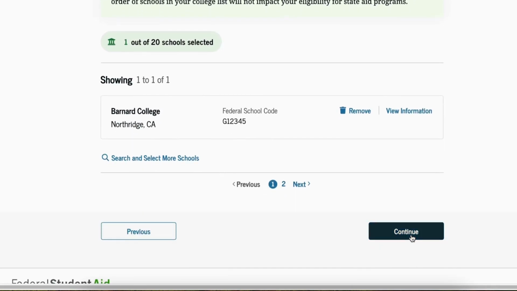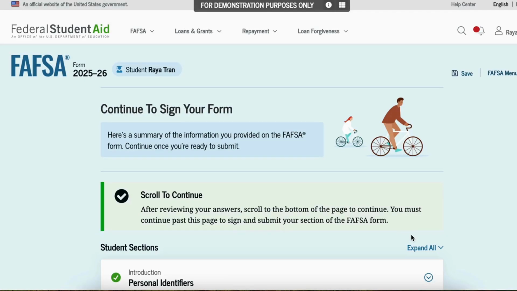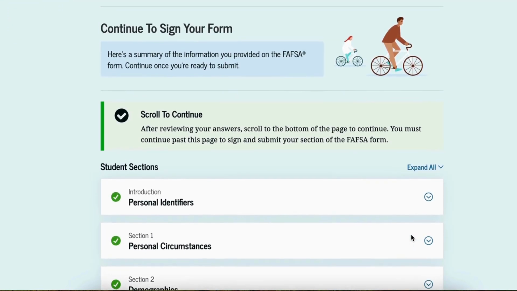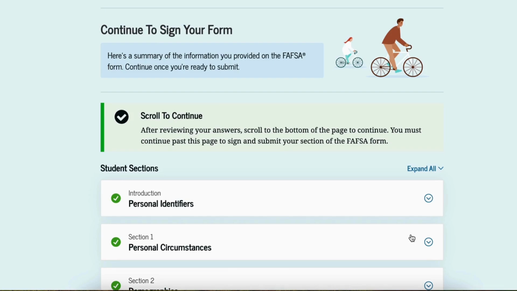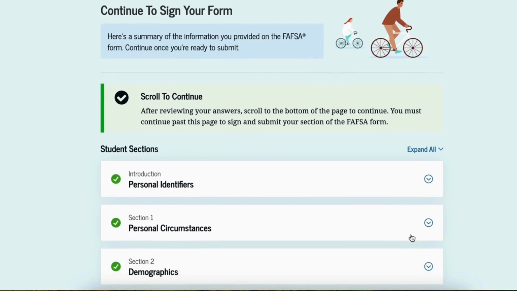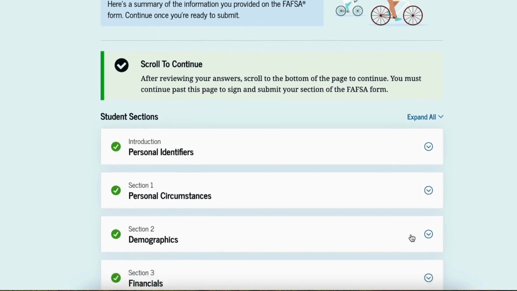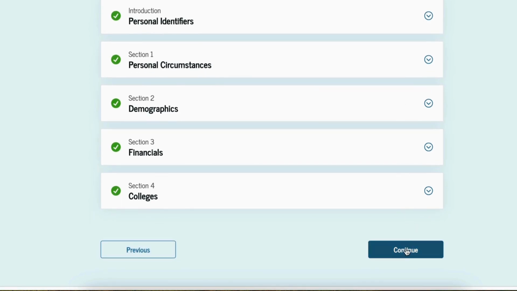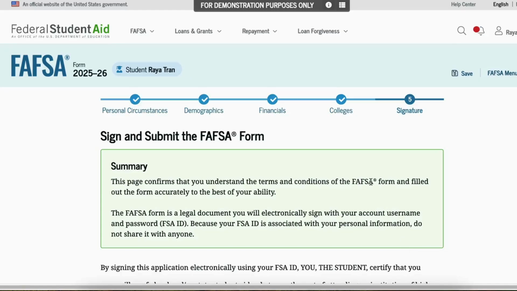So I'm going to click continue because I'm only going to add one school at the time. The goal, though, is that you add all the schools that you plan on applying to at one point, so you don't have to log back into the FAFSA and add those schools. This is the end of the form. You basically go to continue and sign. So all of the portions are finished. I'm going to hit continue.